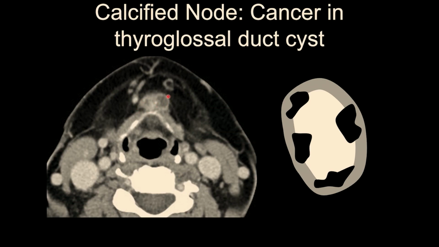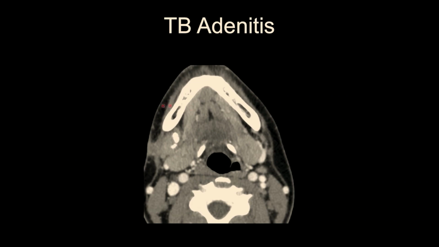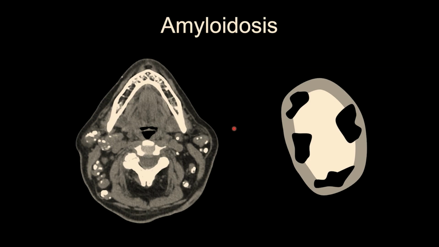This is a thyroglossal, I love this case. This is a thyroglossal ductal cyst that had papillary thyroid cancer. It had little punctate calcifications and harbored papillary thyroid cancer. So punctate calcifications, papillary thyroid is the most common thyroid cancer, okay? Again, most people die with it than from it, but still, it'd be nice to make that diagnosis, right? Classic case of TB adenitis here, punctate calcifications in the lymph node.